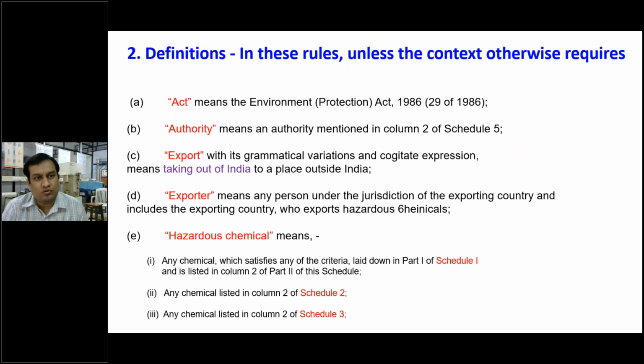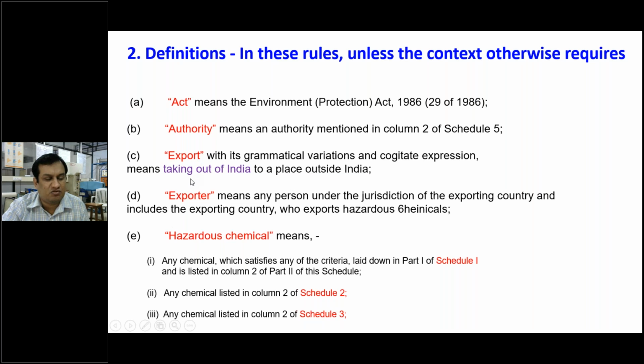Rule 2 is the definitions. Under these there are various definitions. We will discuss some of them, and some are general definitions we have already discussed in previous rules. Act: we already know that all these acts come under the Environment Protection Act 1986. Then authority, as mentioned in column 2 of Schedule 5. Authority may be the central government, state government authority, local authority, etc. So whatever authorities are given in column 2 of Schedule 5 are the authorities for this MSIHC rule 1989. Then exports.